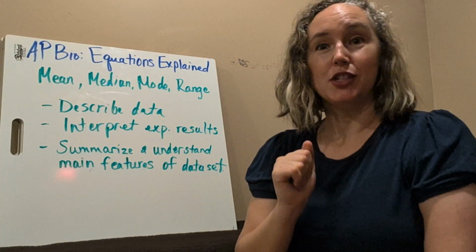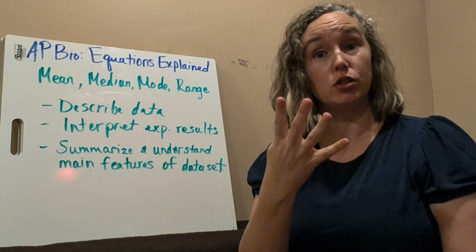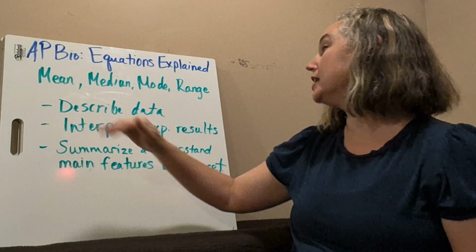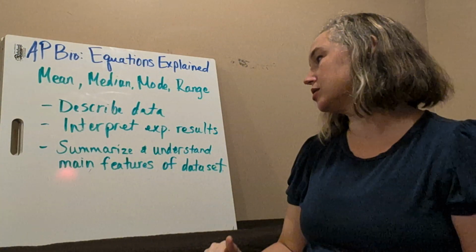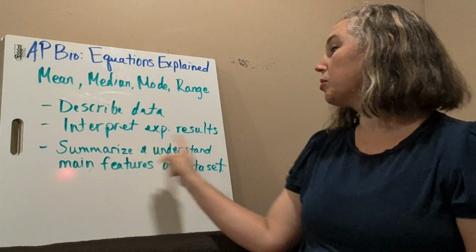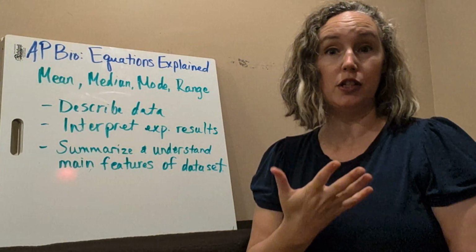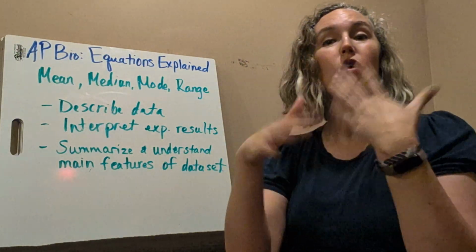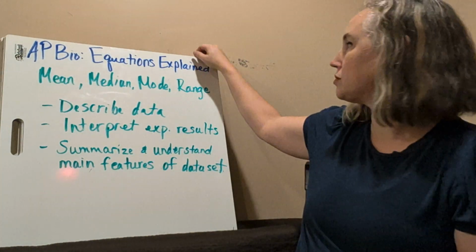In AP Biology, it asks us to be able to use those four statistics to describe data and to interpret experimental results. So the goal here is to help us use these measures to summarize and understand the main features of a data set, whether we see that in a table, a graph, or a described experiment.